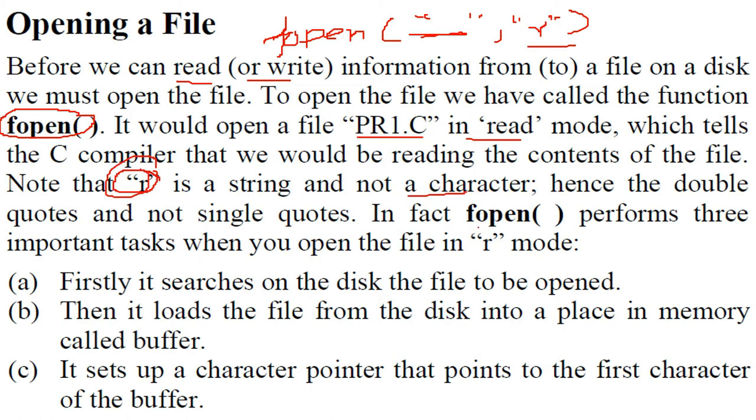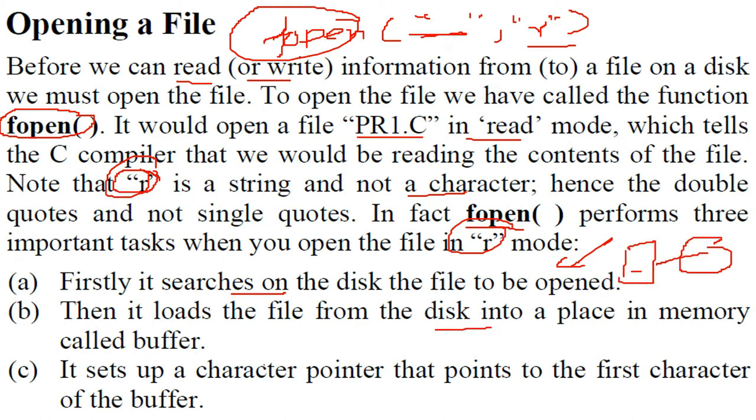So what does fopen perform? This fopen function, file open, does certain activities when it opens the file in read mode. First, it will search for the file on the disk. Okay, we need to open a file. For that, we have to see whether this file is on the disk or not. Otherwise, this fopen will raise an error, or it will return null. Then it loads the file from the disk into a place in memory called buffer. So from the disk, it will take and keep it in the memory, that is the RAM.